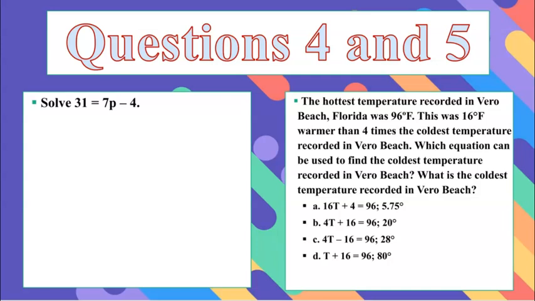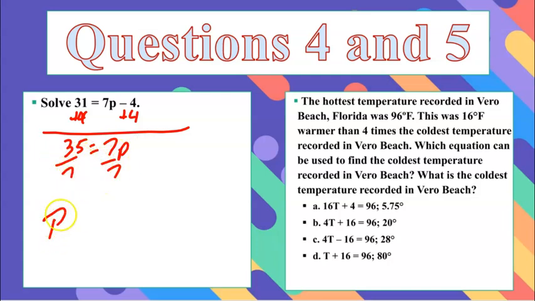Question 4. Solve this equation for p. So for solving for p, I go to the side where the p is, and I get everything away from there. So I can't touch the 7 until the last step. So the opposite of subtracting 4 is adding 4. So that's going to give us 35 equaling 7p. The opposite of multiplying by 7 is dividing by 7. That means p is going to equal 5.